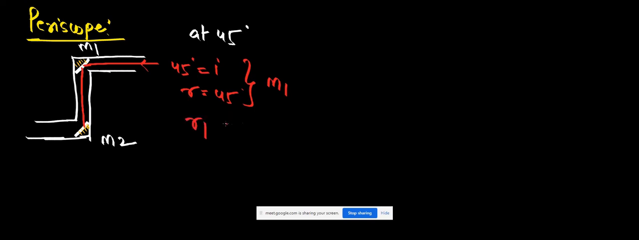The angle of reflection of the first mirror is nothing but the angle of incidence of the second mirror. So R becomes I here. I2 is 45 degrees now, so R2 is also 45 degrees. As we are giving the desired position of the mirrors inside the periscope, we are making sure that the angle of incidence and angle of reflection all the time remain 45 degrees.